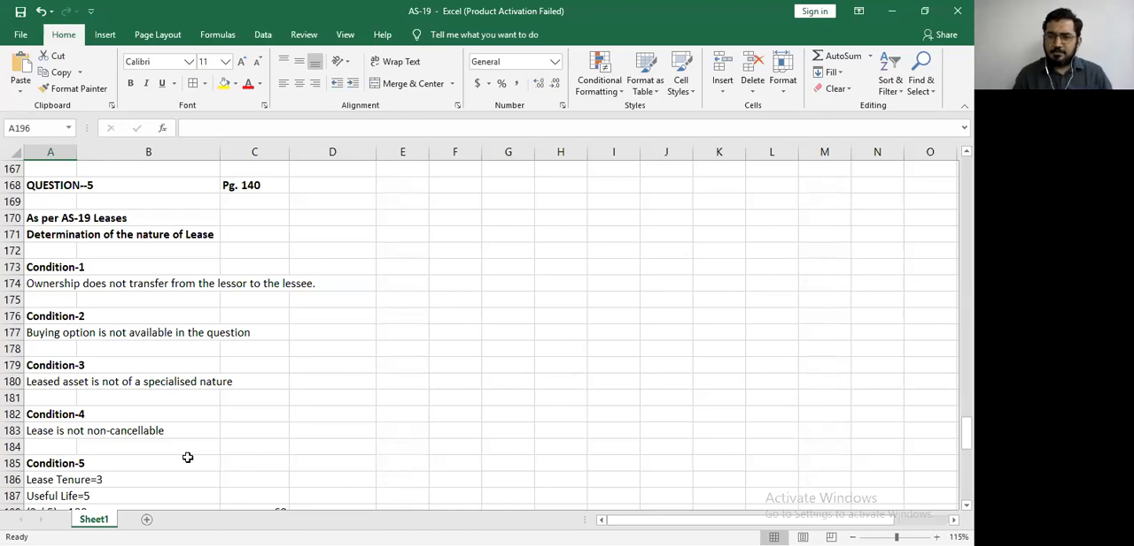Please copy this. Condition 1, 2, 3, 4, 5. Just copy it down and put it on the chat box. I will scroll down.